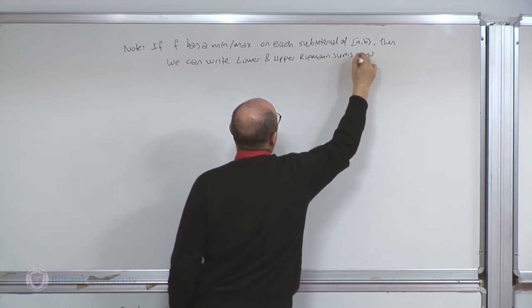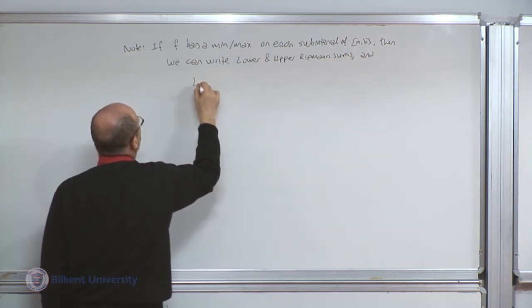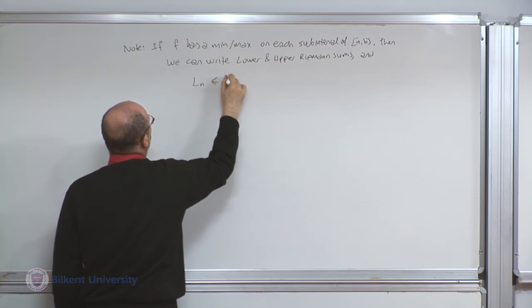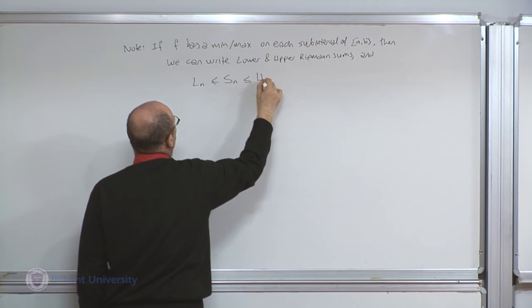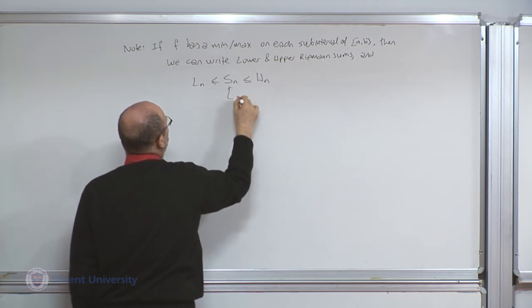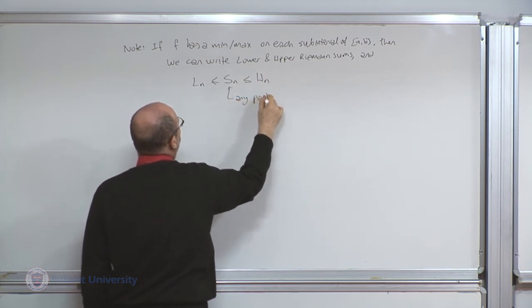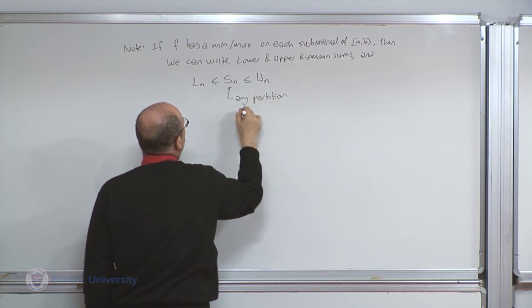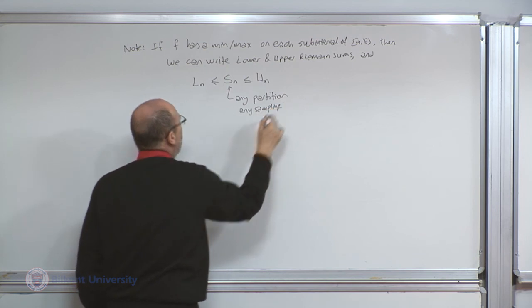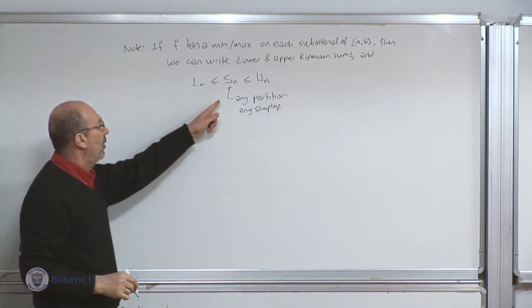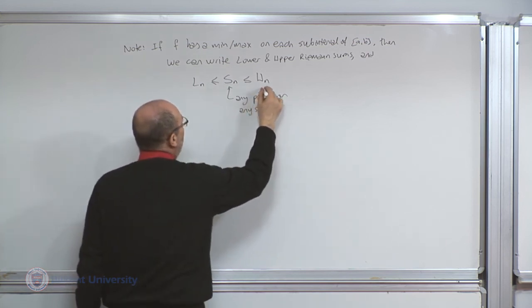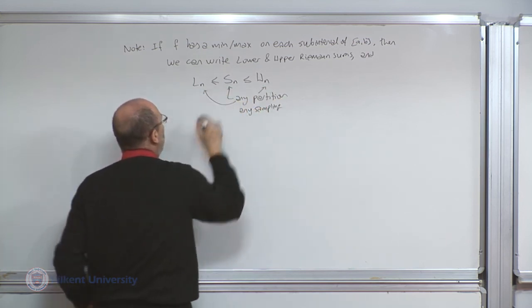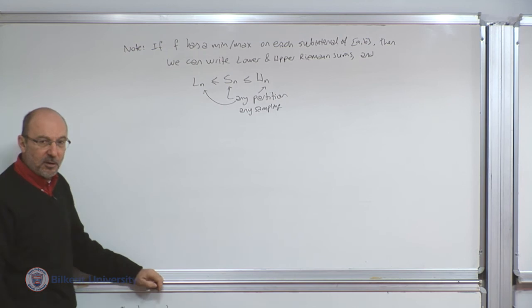And of course, then the lower Riemann sum is less than or equal to any Riemann sum, which is less than or equal to the upper Riemann sum. This is for any partition, any sampling. Of course, we have to use the same partitions here and here. Otherwise, we cannot restrict these things.